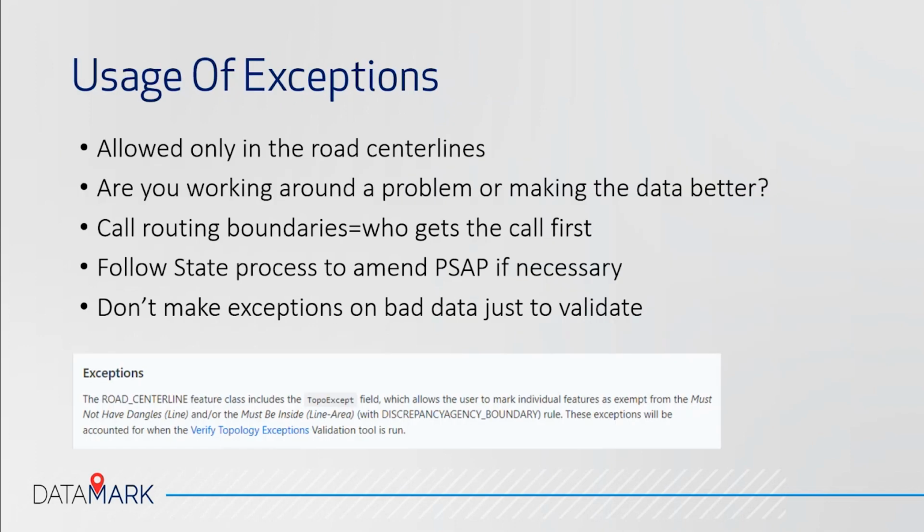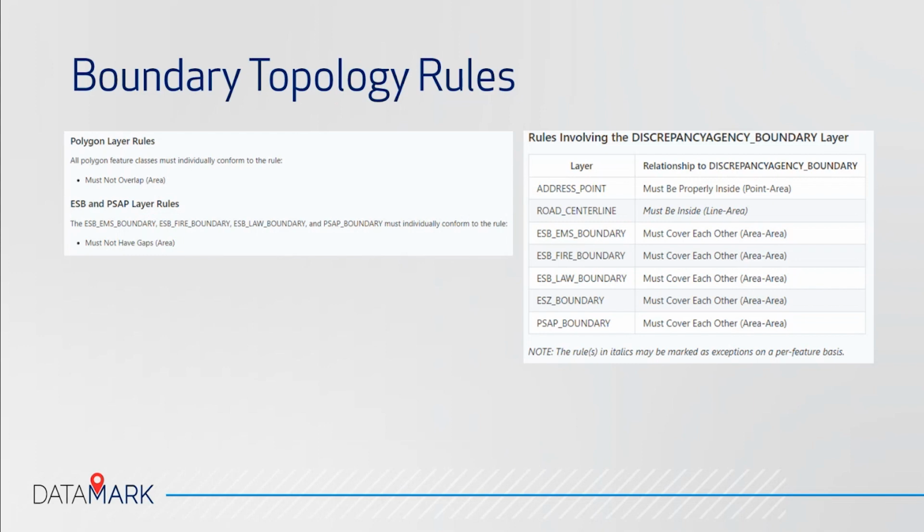Now, as far as the toolkit is concerned, you can have exceptions. And what does an exception mean? An exception means that it actually is something that technically, when you look at it, it looks like it violates the rule. But an exception means that it doesn't really violate the rule for whatever reason. Okay, so for example, exceptions are only allowed in the road center lines feature class.